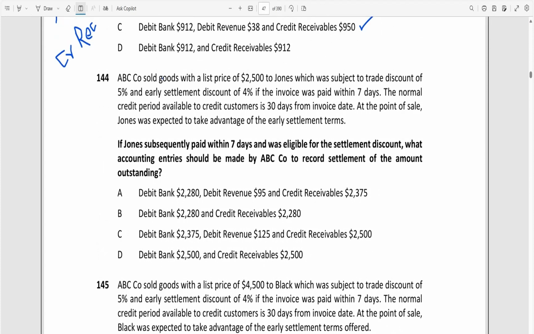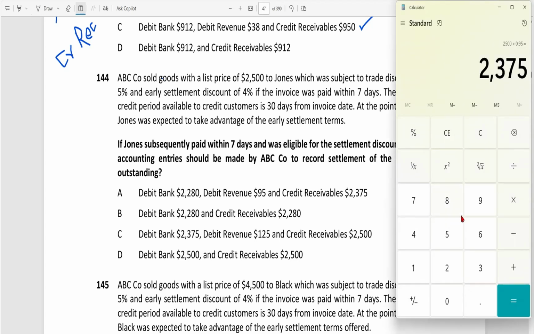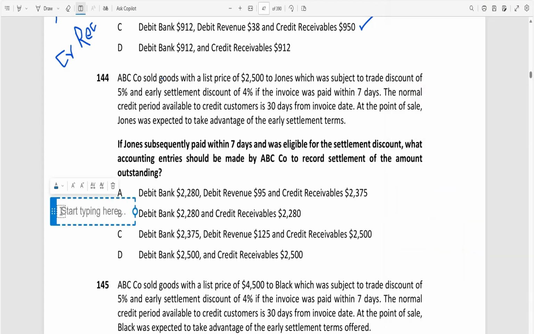Let me check if I'm not wrong. So this is the amount, and how much discount has been provided? 4% more. So 96% is remaining. So 2280. So we will book debit receivable and credit sales, and the amount will be 2280. But once you receive from the customer within the 7 days, what have we booked? We have booked debit receivable, credit sales, and the amount is 2280, right?